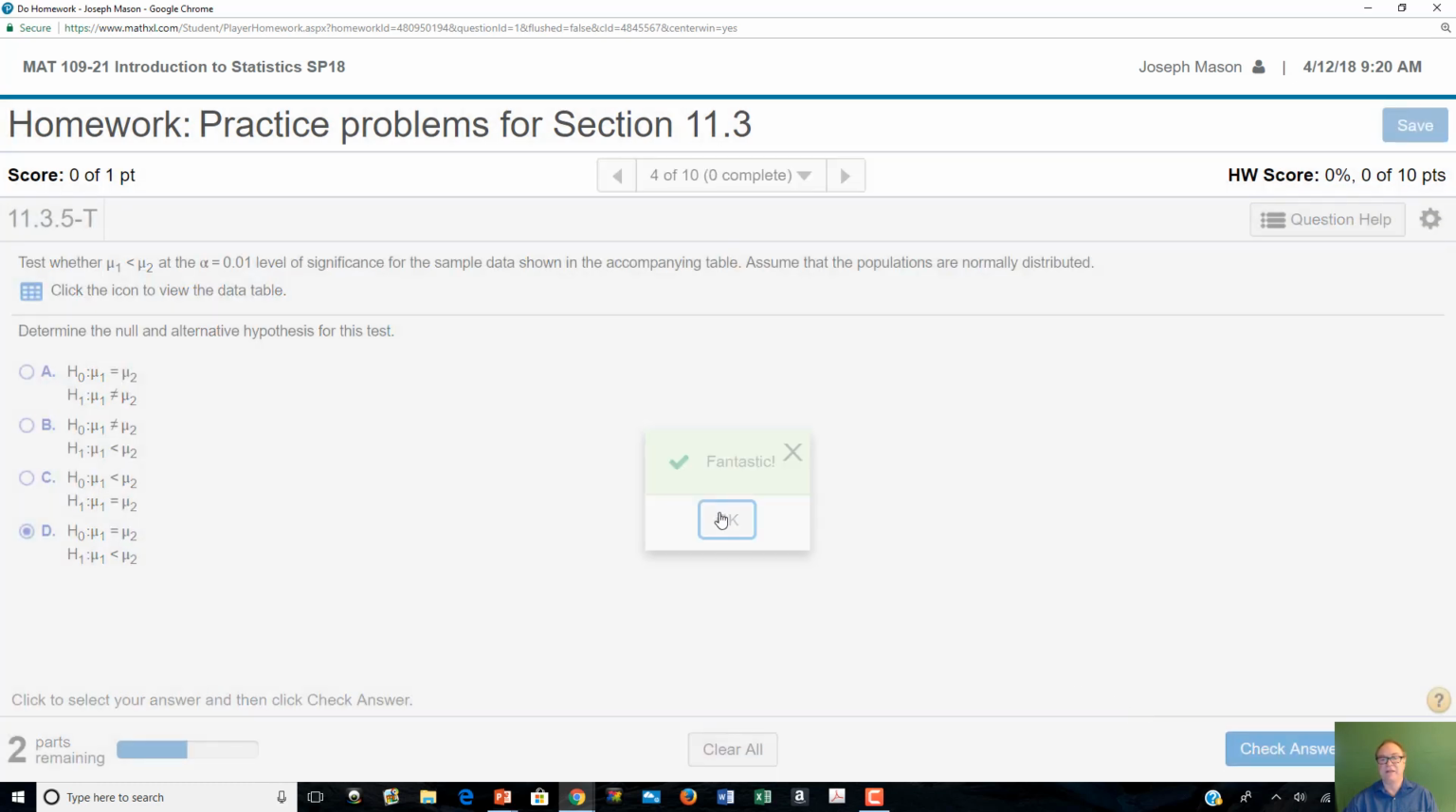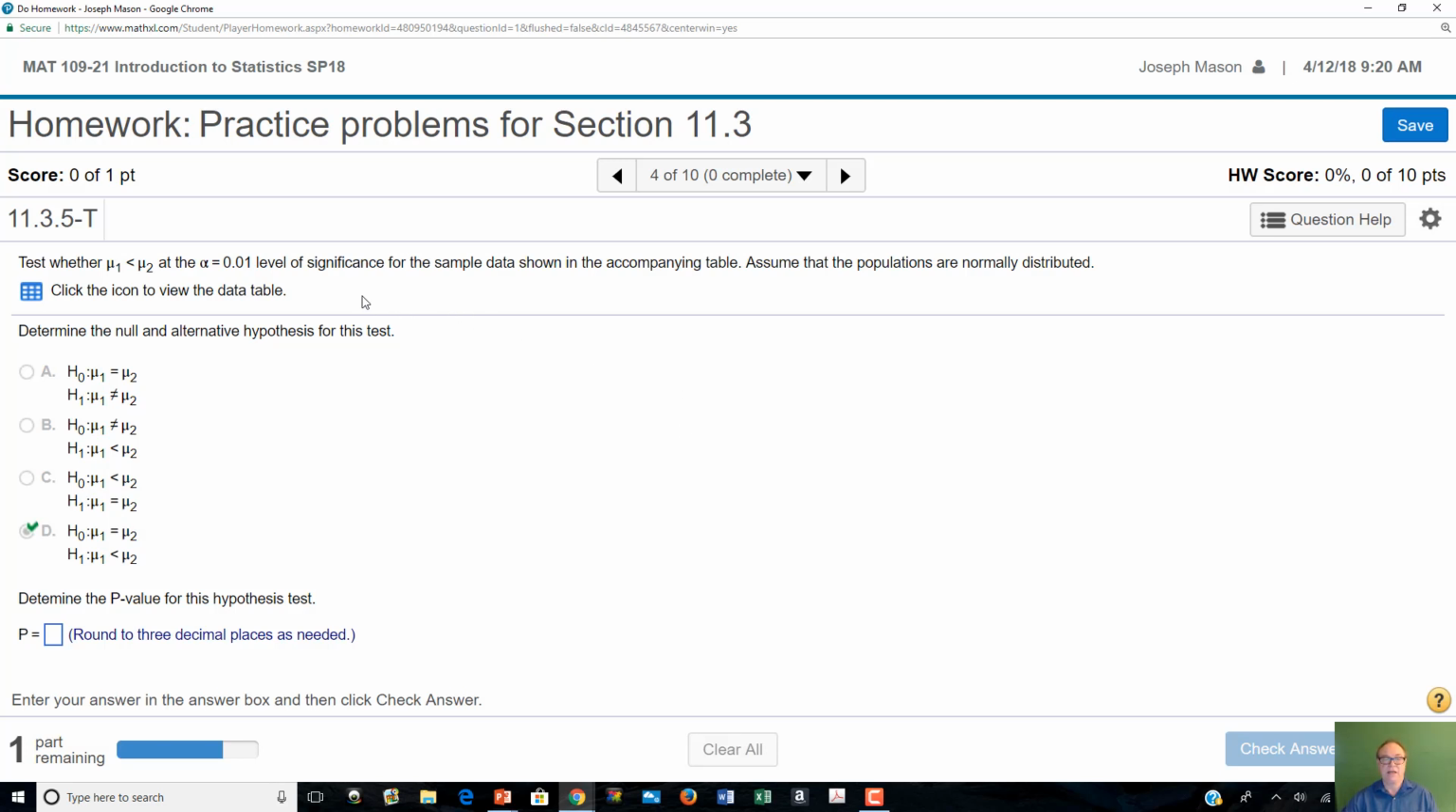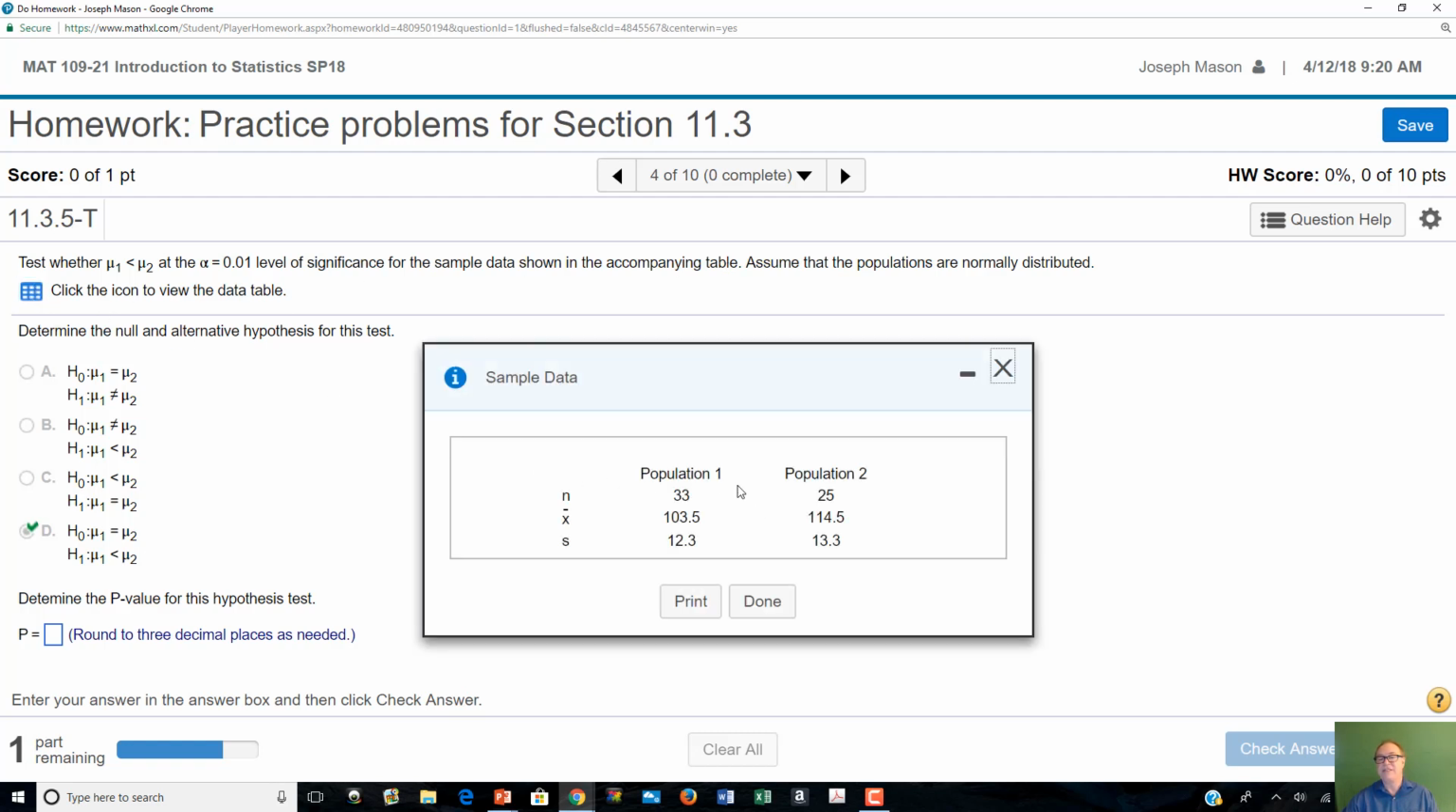Now, the next thing, this could be a little misleading because it says the sample data shown in the accompanying table. If you click on the icon to open up the table, this is not a set of data. These are the results for population 1, population 2. So you have the N, which is 33, X bar 103.5, S 12.3 for population 1. And you have this. So in this case, you are actually given the summary. You're given the information. So we would click the box up here.